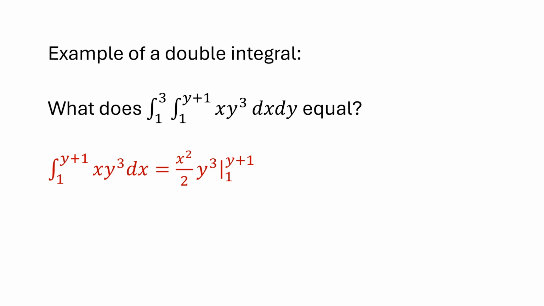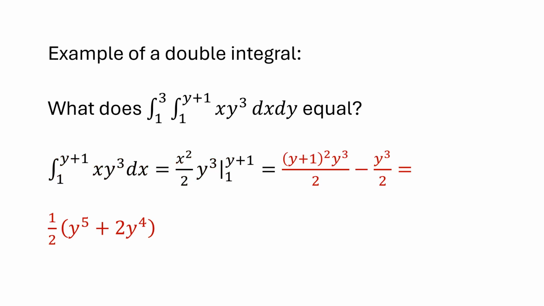Now we're going to evaluate for y plus 1, and we're going to evaluate for 1. And do the subtraction just like we would with any other definite integral. So we now have y plus 1 squared times y cubed over 2 minus, with 1 in for the x, 1 half y cubed.